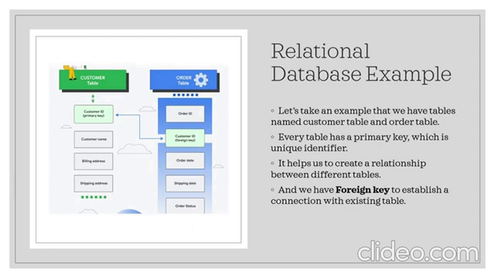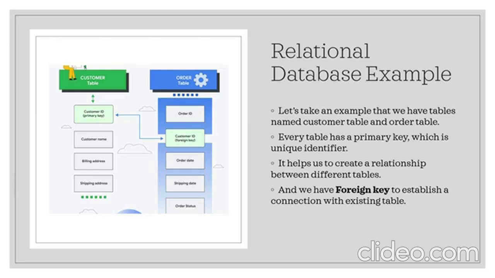Here we have a customer table and an order table. The customer table has a customer ID as the primary key, and we have a customer name, billing address, and shipping address. In the customer table, the customer ID is a primary key that uniquely identifies each customer in the relational database. No other customer has the same customer ID.